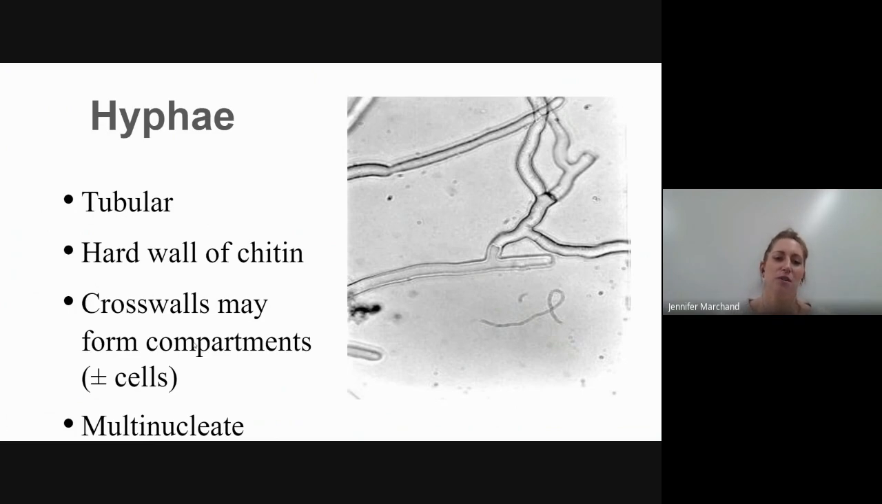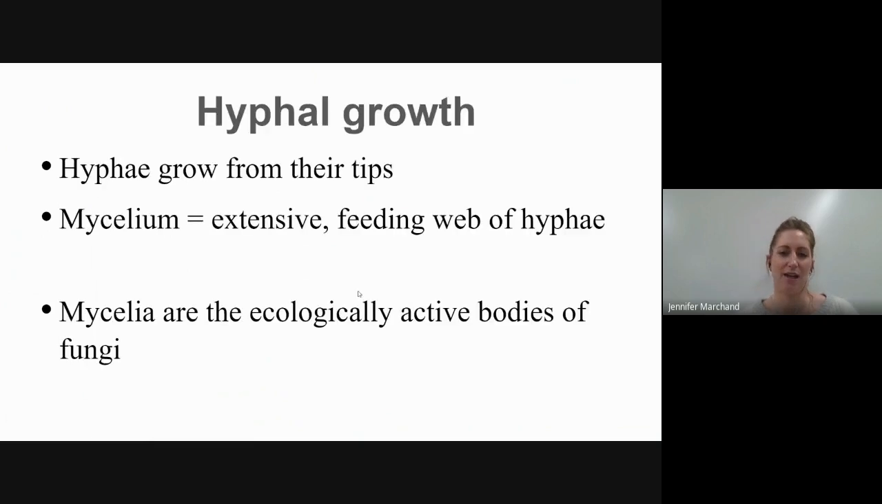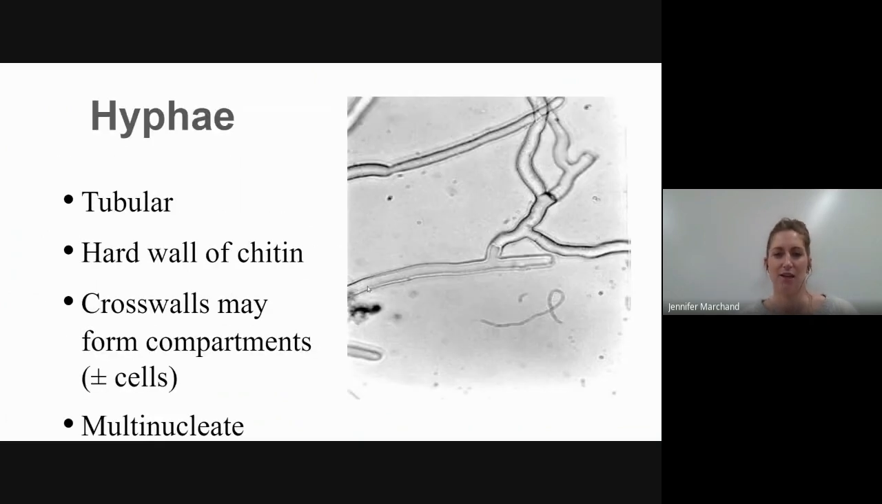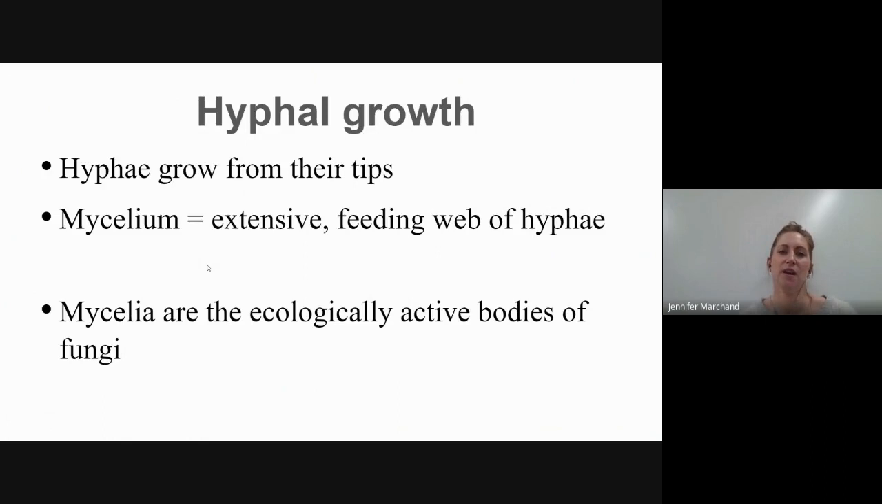All right, so what about the hyphae? It's tubular. It's got a hard wall of chitin on the outside, and then there are many cross walls that form compartments. And then again, it can also be multicellular. Okay, so that makes it really easy for this to go and absorb food from decomposing organisms and then bring it back into the rest of the fungus.